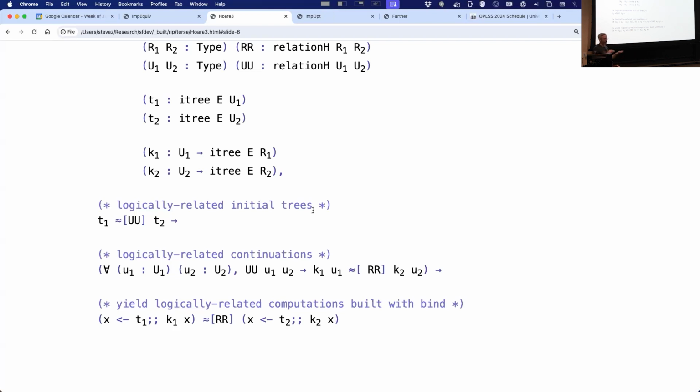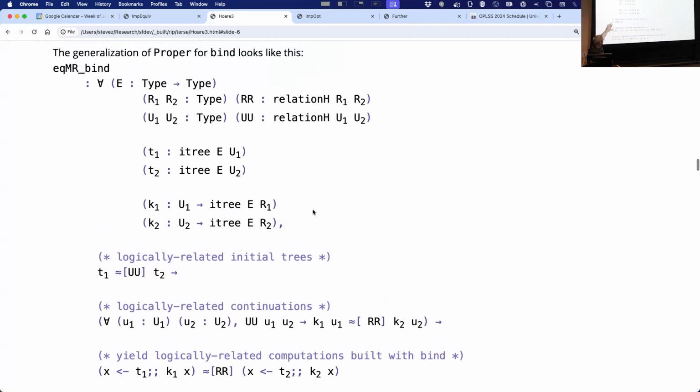So if we're trying to break a big computation down into an initial part, which is given by T1 on one side and T2 on the other, it suffices to find a way to relate T1 and T2 with some postcondition, and then for all of those cases where they're related, relate the continuations with the overall postcondition. And that's literally what these spell out.